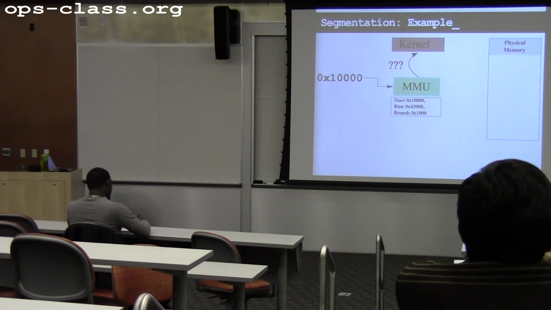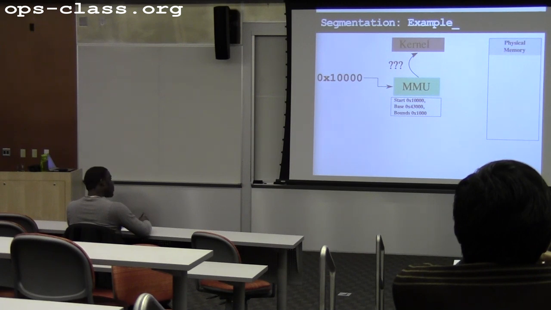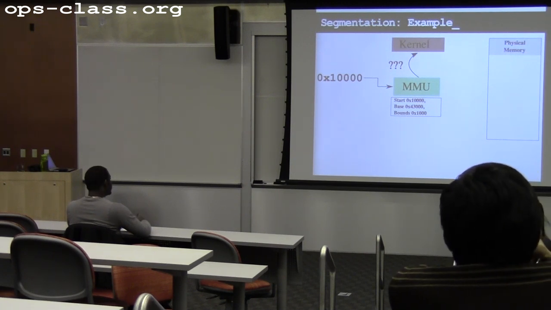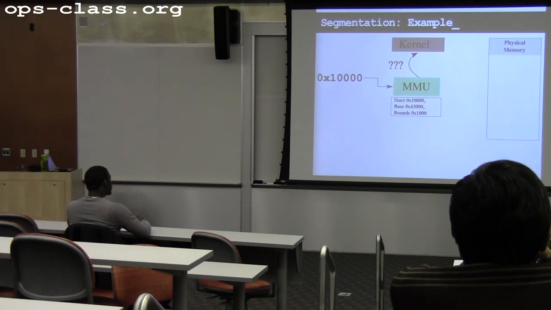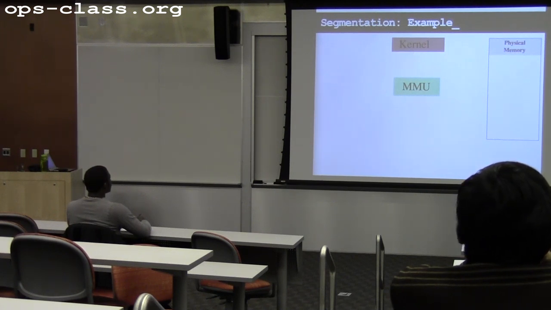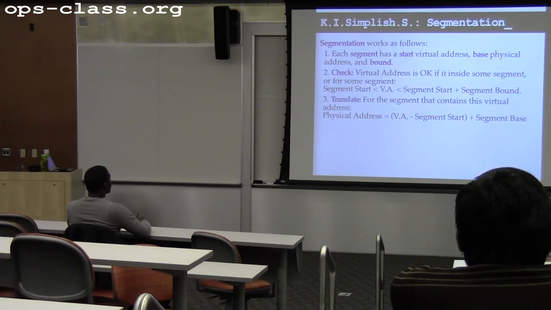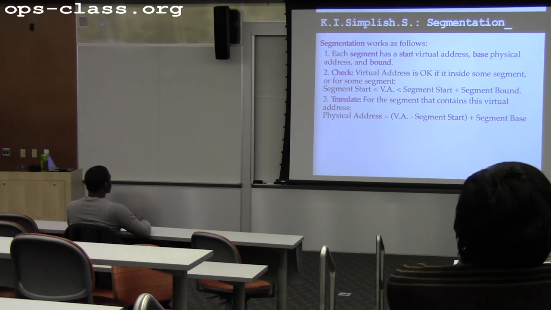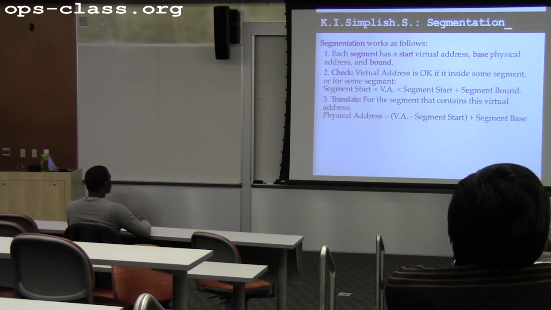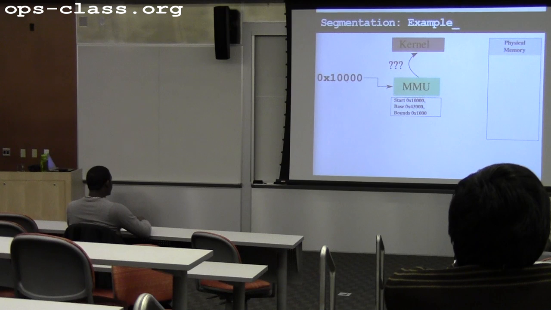Tao. 10,000, so that would be 53,000. Who thinks that's the correct answer? Okay. Anybody else want to put up a different proposal for how to translate this? Let's go back a slide. How do I translate a virtual address? I take off the segment start from the virtual address and I apply it. So think about it. There's some piece of the virtual address space and it maps to somewhere in the physical address space. So I need to compute how far into the segment this address is and then apply that to the base physical address.